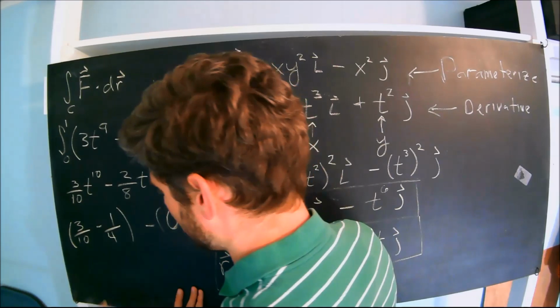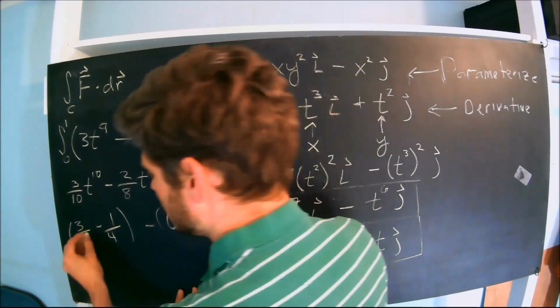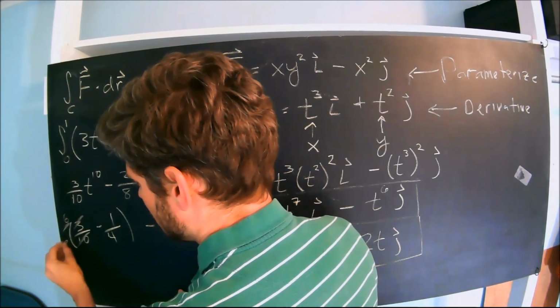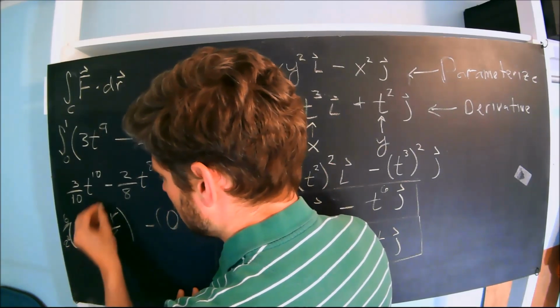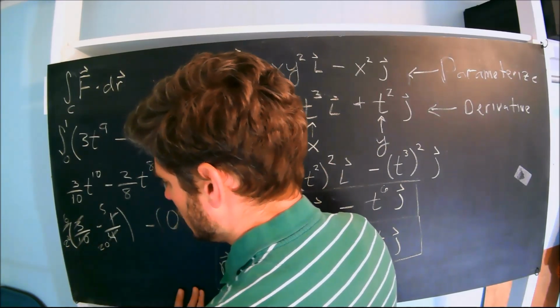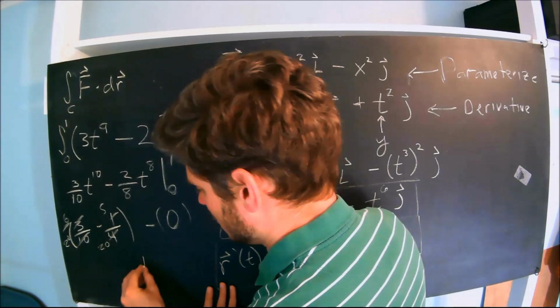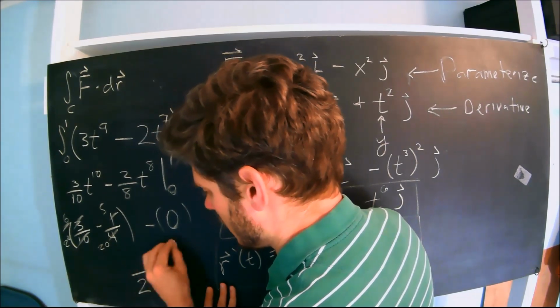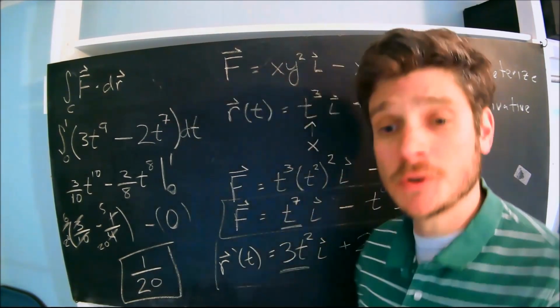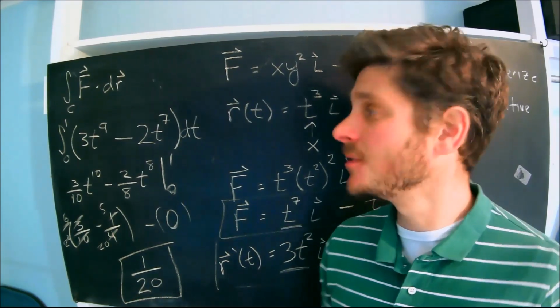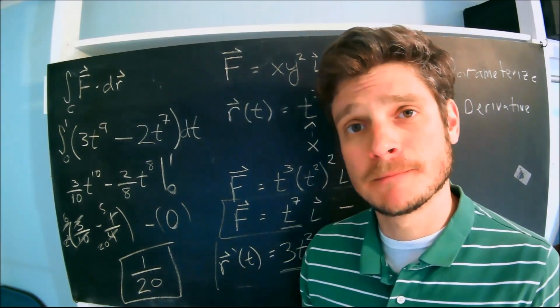If I want to get a common denominator of 20, so 6 over 20 minus 5 over 20. And so that just leaves me with 1 over 20. The answer to my first line integral here is 1 over 20.